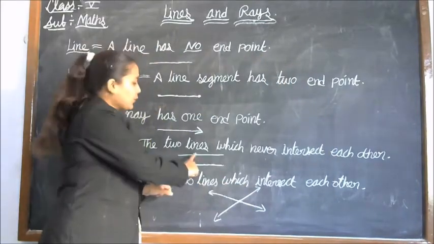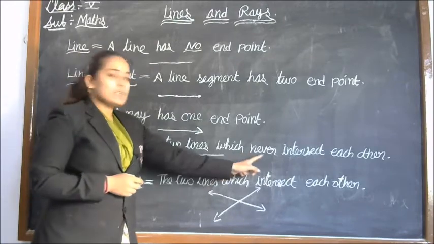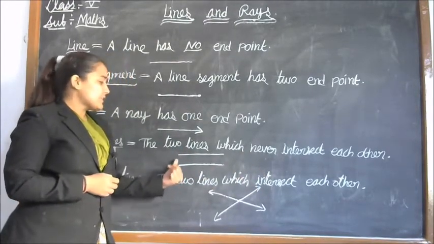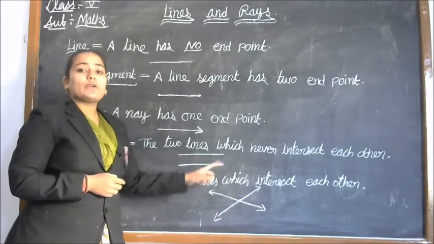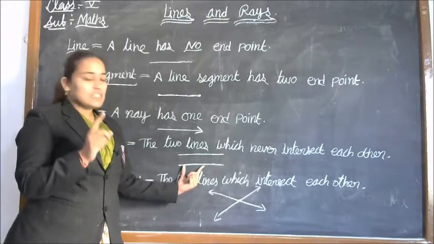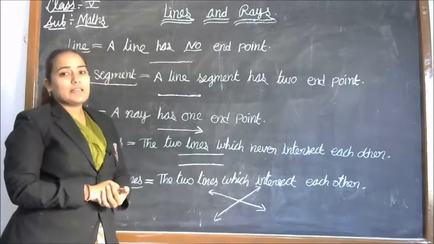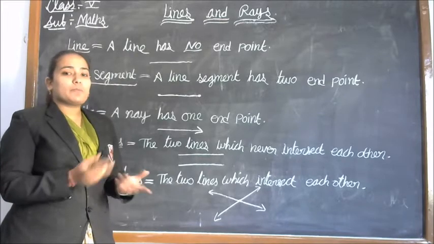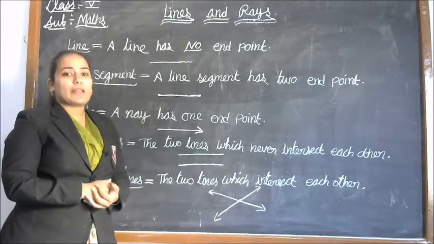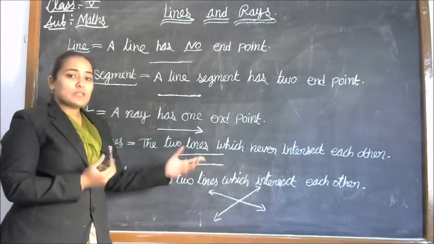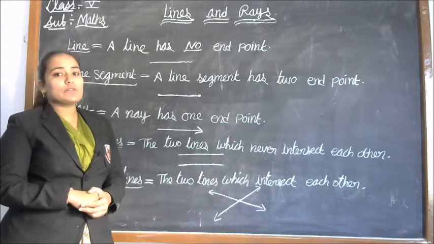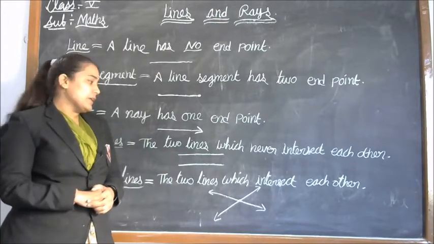In this we have two lines. They can extend in the right direction, and they can extend to the left also, but they cannot meet or intersect each other. This is parallel lines. Lines which cannot meet each other are known as parallel lines. They can be horizontal also and they can be vertical also.